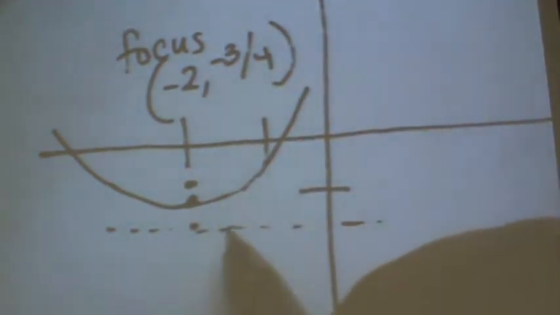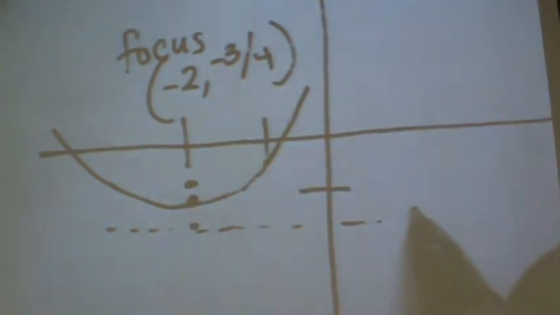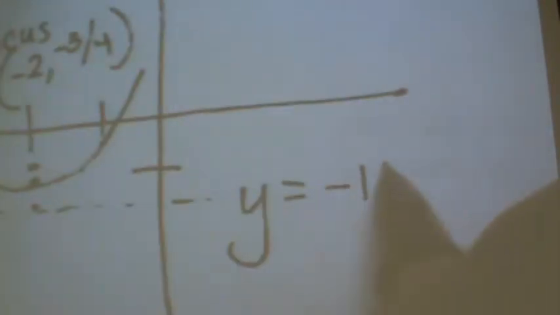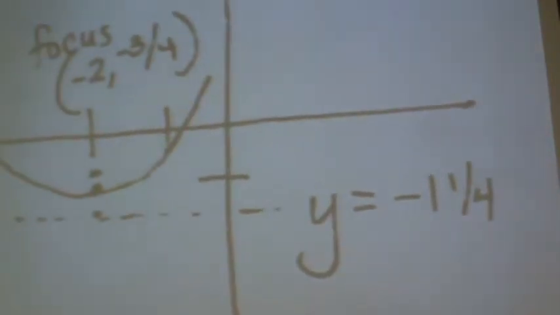Can you name your focus point for me? What's your focus, your fixed point? -2, -3/4. -2, comma, -3/4. Good. And what's your directrix? Y equals -1 1/4. A little different, right? Okay, try another one.